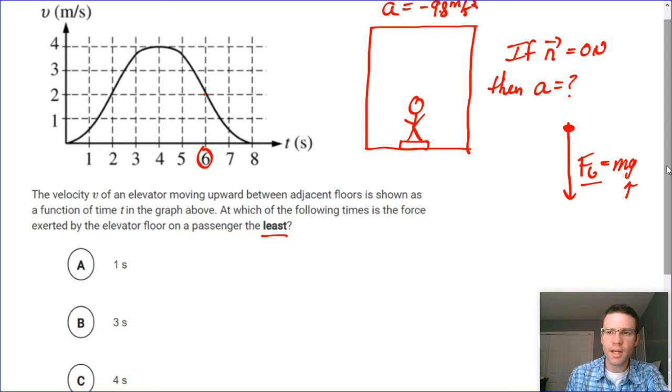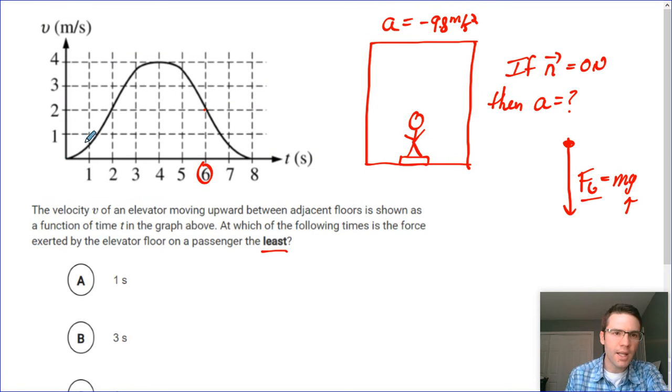What's actually happening with the elevator here? As you're accelerating upwards, the spring or the floor has to push on that person with a force greater than Fg. So I have to have a normal force greater than Fg here to accelerate upwards. As I get to my maximum velocity here, it decreases to be equal to each other. So I'm cruising at constant velocity for a split second here.